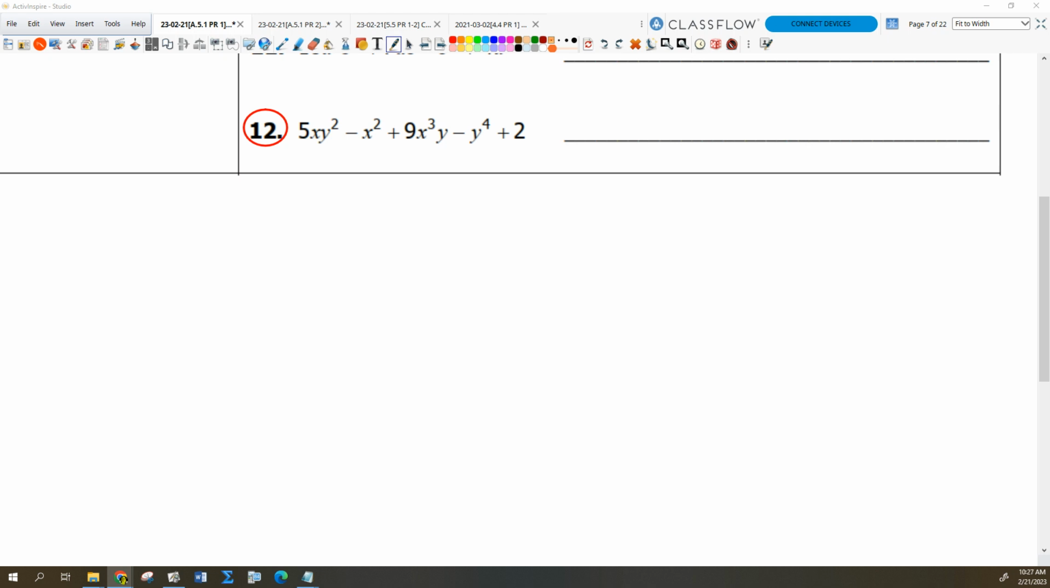Okay, but there's another one that's tied with it. Y to the fourth, exactly, because look at this. That's really a y to the 1. So if I add up the exponents of all the variables in this term, they add up to 4. Same thing with this one. So those two are kind of a tie.